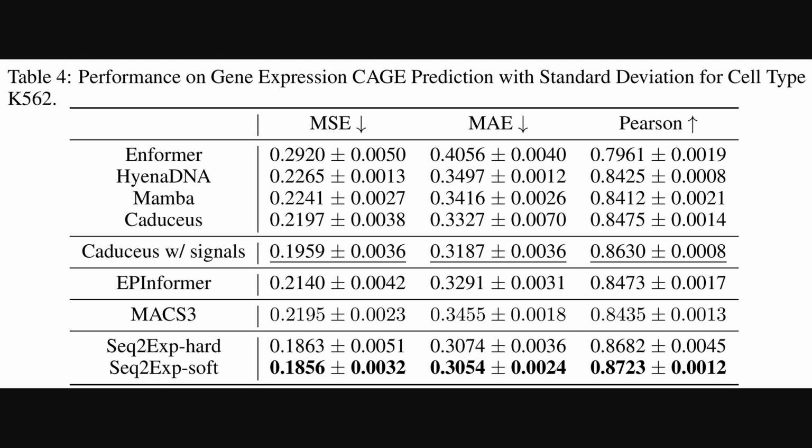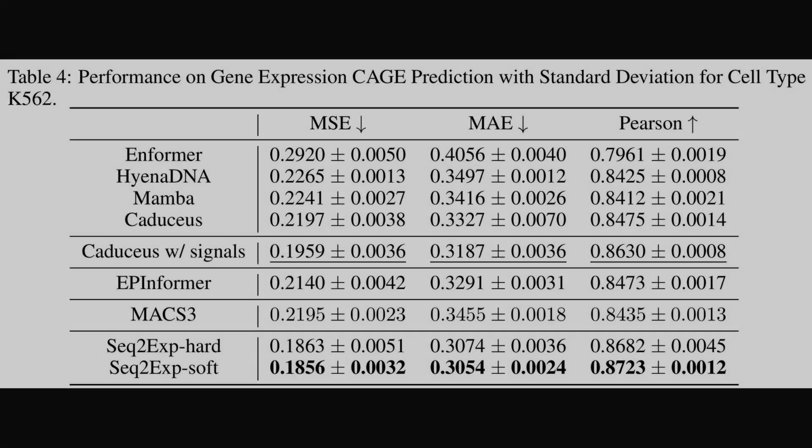Alright, so drilling down into the specific K562 cell type results, this table provides a more comprehensive comparison against various baseline models. We see Seq2Express, both the hard and soft versions, listed at the bottom. Well, looking across the MSE, MAE, and Pearson columns, Seq2Express Soft consistently achieves the best scores, highlighted in bold, clearly outperforming models like Caduceus with signals, EP Informer, and the DNA-only methods, reinforcing its prediction accuracy.